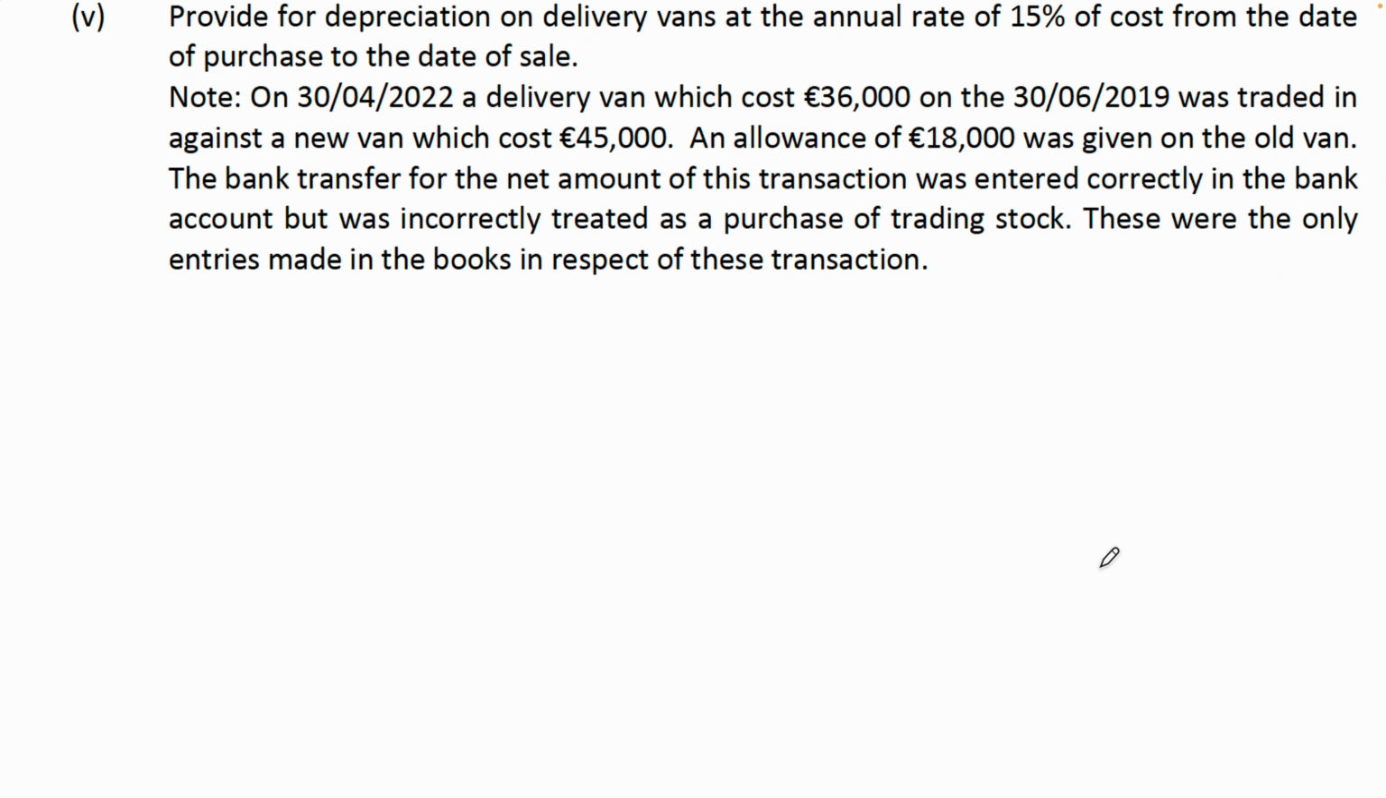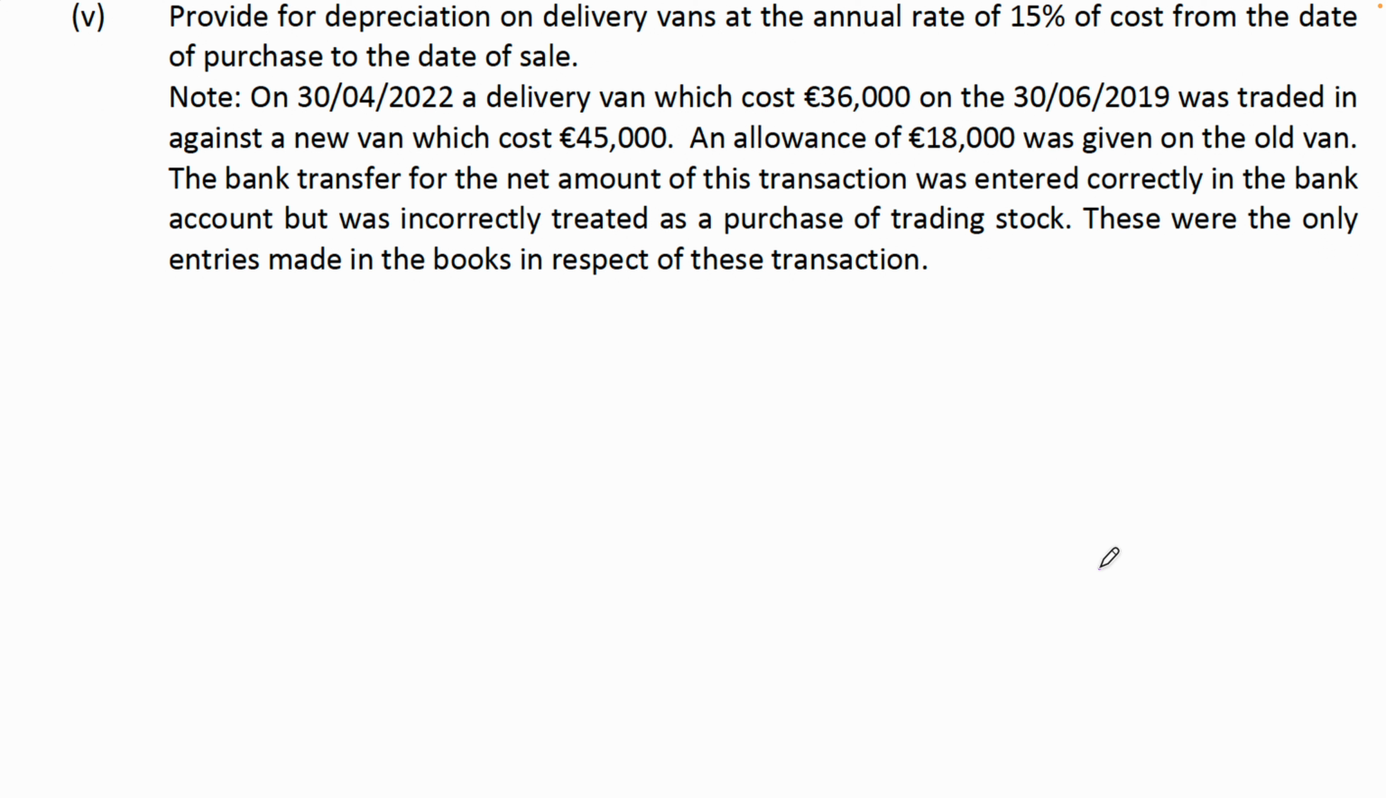Adjustment number 5, provide for depreciation on delivery vans at the annual rate of 15% of cost from the date of purchase to the date of sale. Note, on the 30th of the 4th, 2022, a delivery van which cost €36,000 on the 30th of the 6th, 2019, was traded in against a new van which cost €45,000. An allowance of €18,000 was given on the old van. The bank transfer for the net amount of this transaction was entered correctly in the bank account, but was incorrectly treated as a purchase of trading stock. These were the only entries made in the books in respect of this transaction.